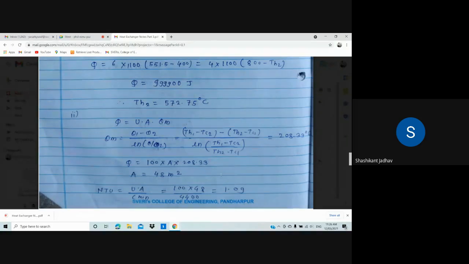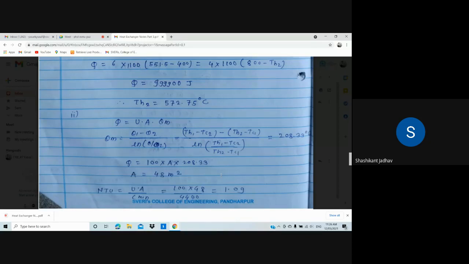Theta m is nothing but LMTD, and they have given this heat exchanger as a counter flow heat exchanger. So we use the equation theta m is equal to theta 1 minus theta 2 divided by ln of theta 1 upon theta 2. Theta 1 is TH1 minus TC2, and theta 2 is TH2 minus TC1. We put those values into the equation and we get the value of theta m.